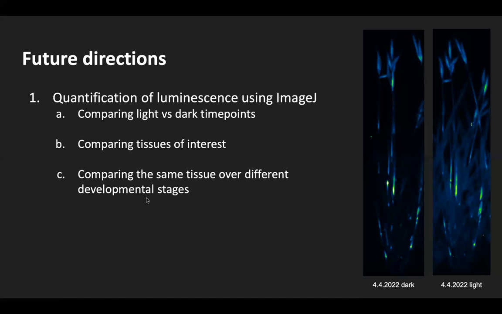Another thing that we want to do in the future is to compare tissues of interest. So I've pointed out 3 tissues that we're specifically interested in where CESA8 has been shown to be expressed, and that's the spikelets, the nodes, and the internodes. And we would like to compare these tissues of interest to see if CESA8 is more highly expressed in one tissue type than in another tissue type.